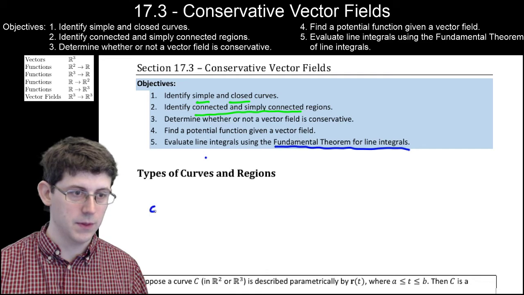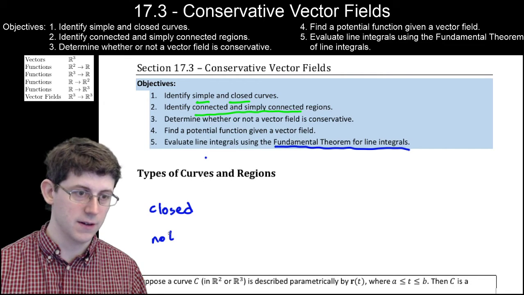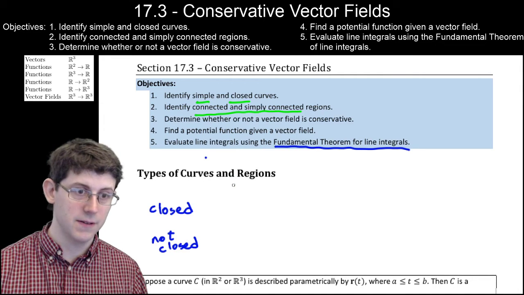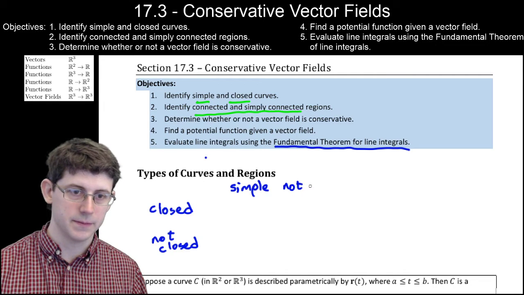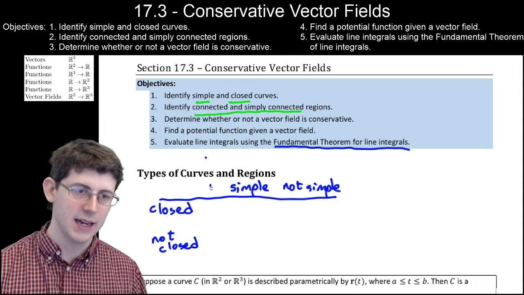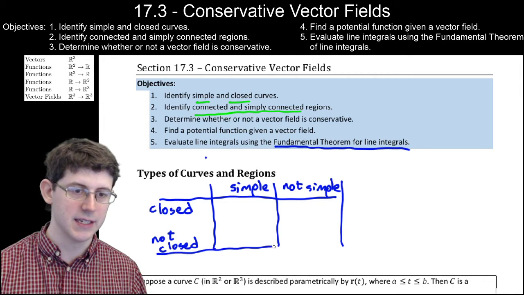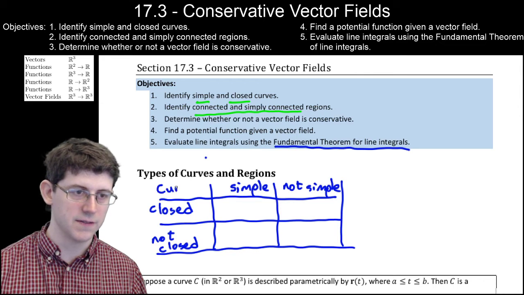So you can either be a closed curve or not a closed curve. And you can be a simple curve or you can be not simple. And instead of writing down the definition in this case, I'm just going to give you a little sketch of all the different possibilities, because there's 4 possibilities here. So this is curves.